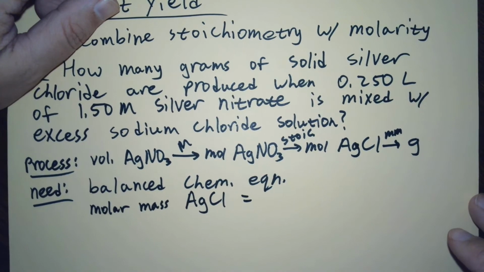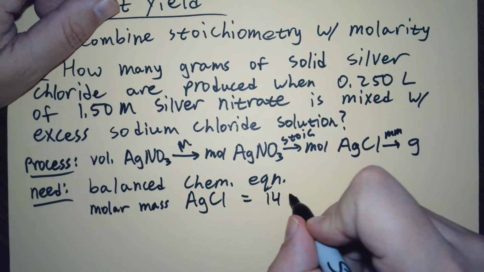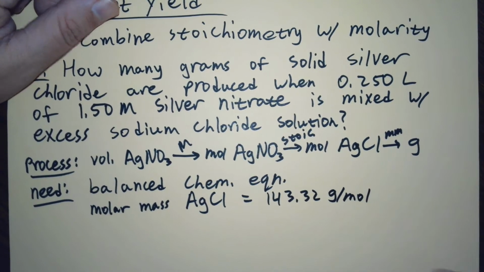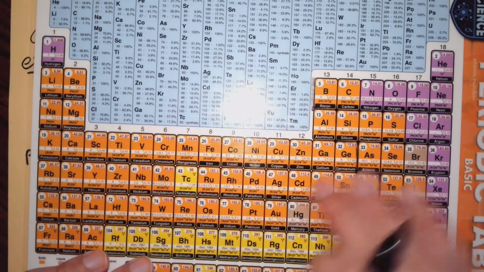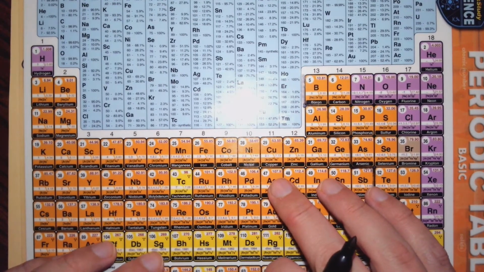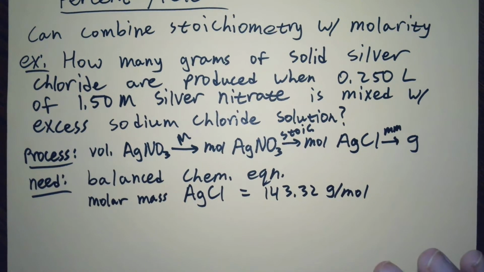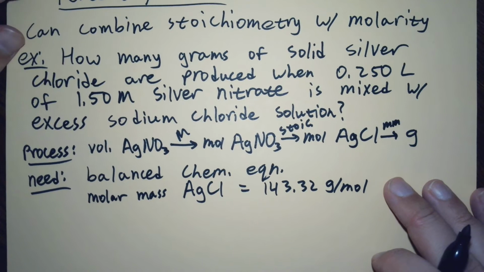And so we use our periodic table. We look it up, and it's 1 silver plus 1 chlorine will get us 143.32 grams per mole. Okay, so nothing fancy there. You just pull out your periodic table, you look for silver, boom, 107.9, and chlorine is 35.45. You add them up, you get that. Or Google it, whatever.